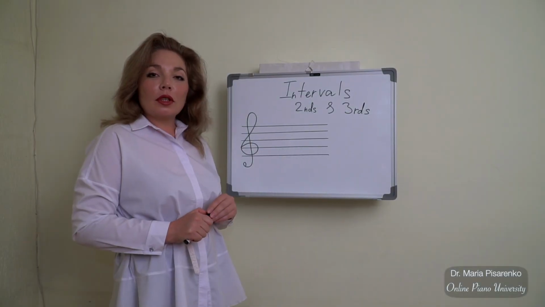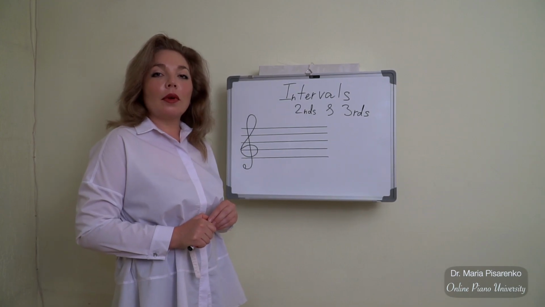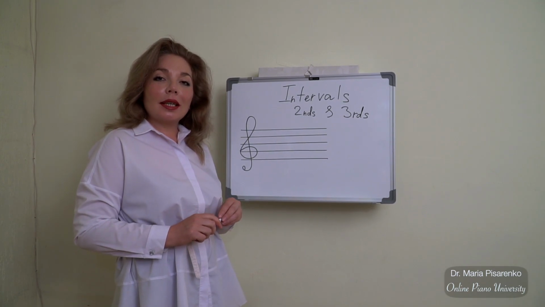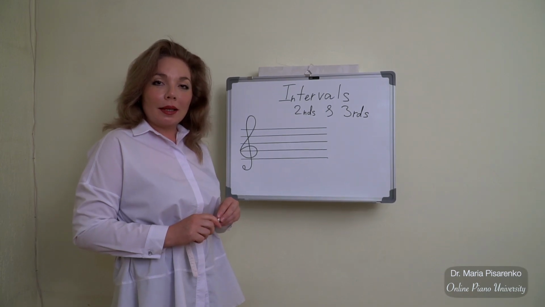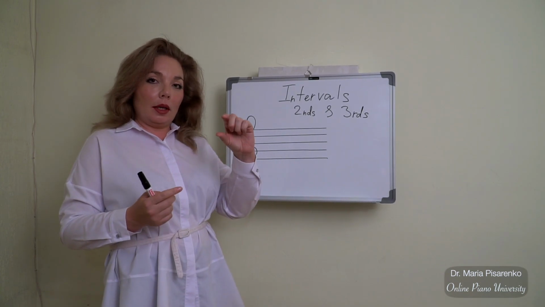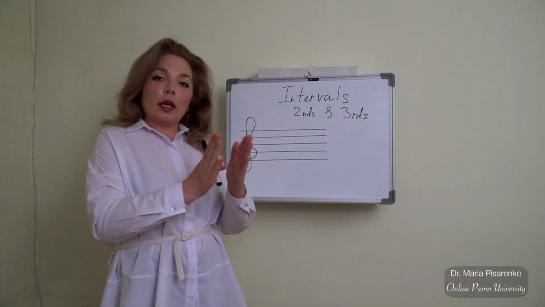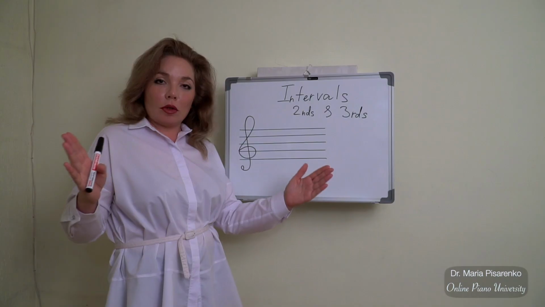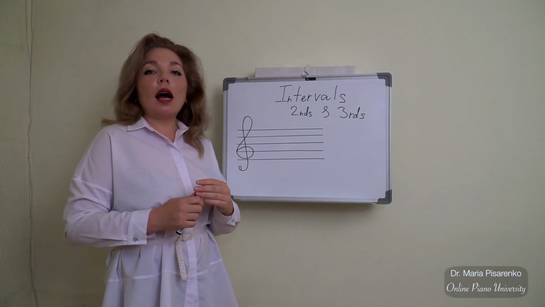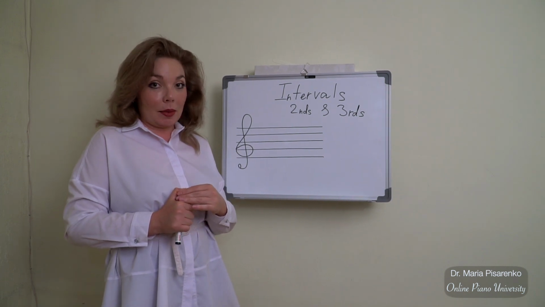Now I'm going to start teaching you some theory, and we are going to start with intervals. An interval in music is the distance between sounds. So the distance, as you know, can be a short distance or it can be a long distance, and it's all between sounds. These different distances are called intervals, and they all have different names.